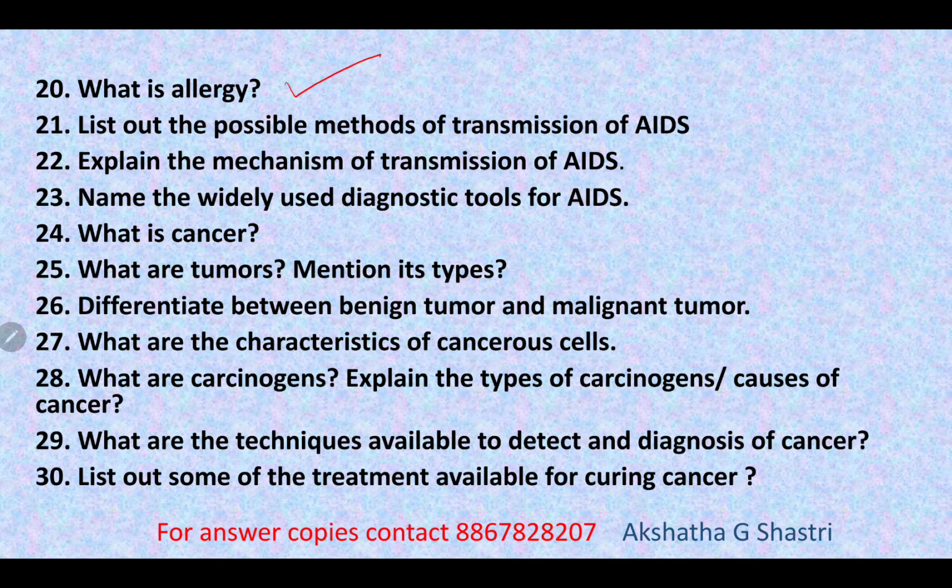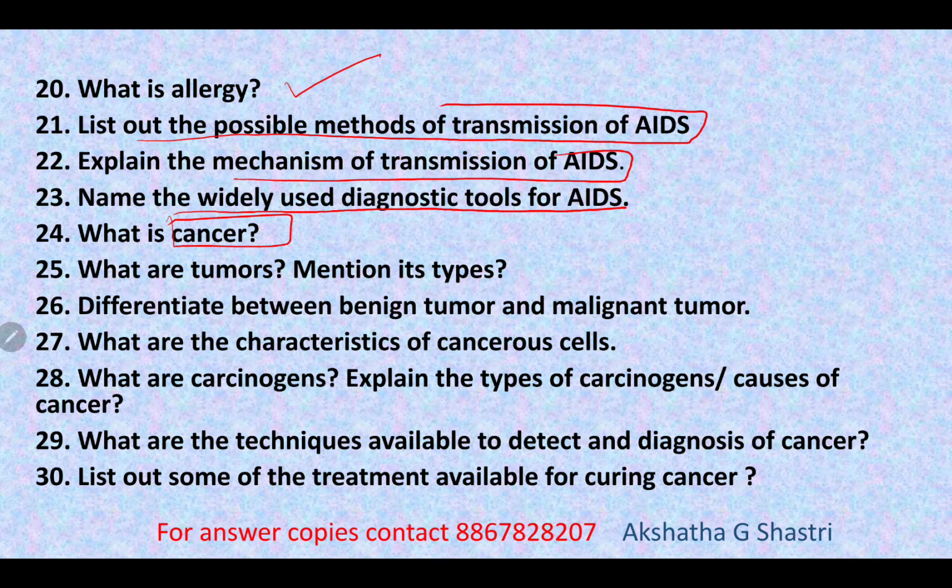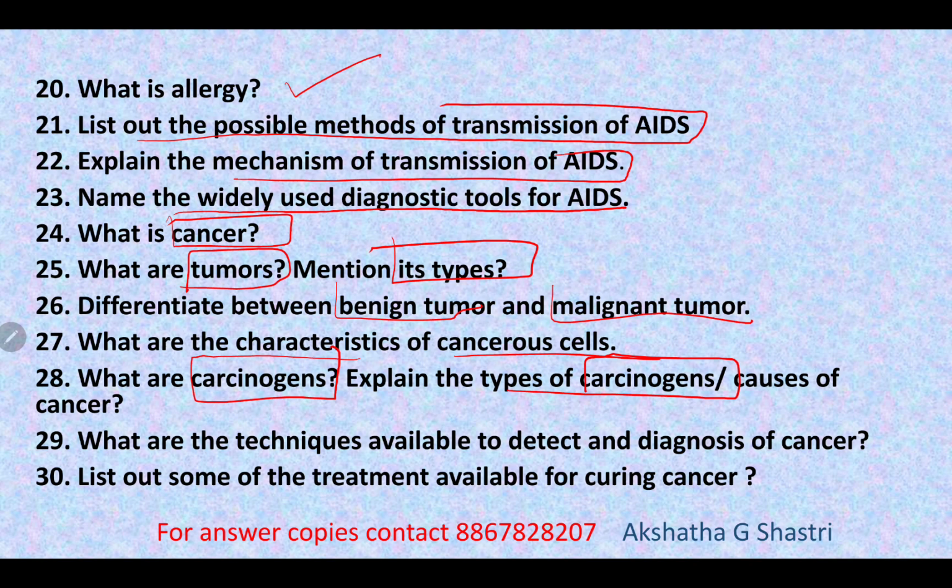What is allergy? List out the possible methods of transmission of AIDS, mechanism of transmission of AIDS. Name the widely used diagnostic tools for AIDS. What is cancer? What are tumors? And mention its types. Then differentiate between benign tumor and malignant tumor. Characteristics of cancerous cells. What are carcinogens? Explain the types of carcinogens, or else they may also ask like this: causes of cancer.